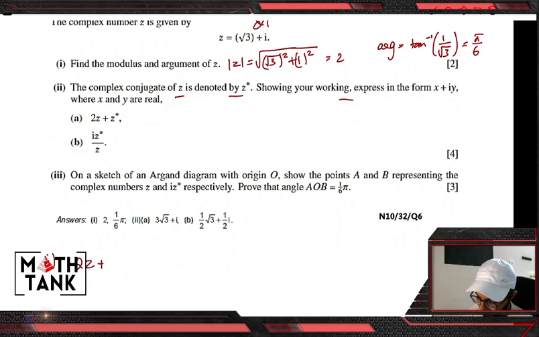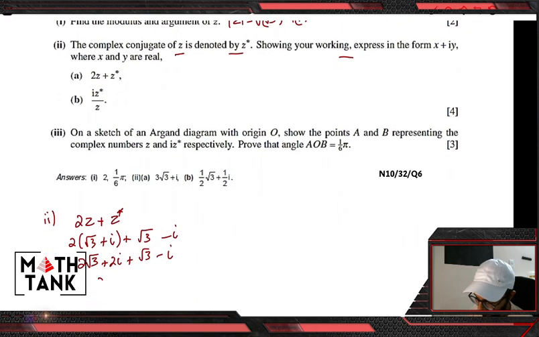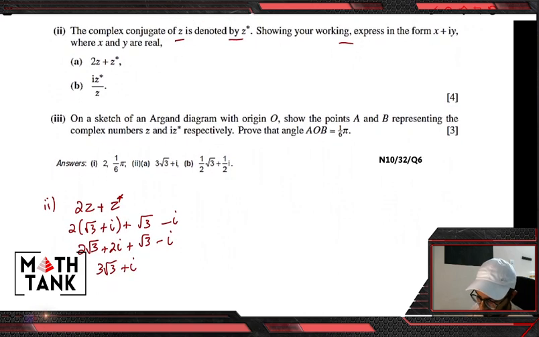2z plus z star. So 2z and z star would be root 3 minus i. So that gives me 2 root 3 plus 2i plus root 3 minus i. So I get 3 root 3 plus i. That's relatively simple. That's part A. Part B says i z star.